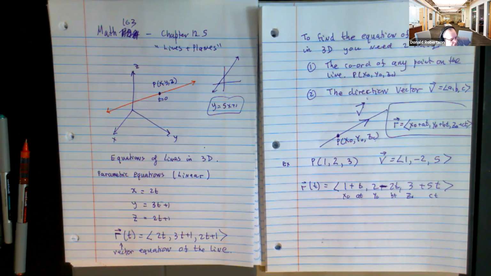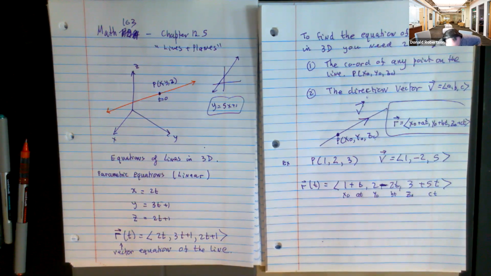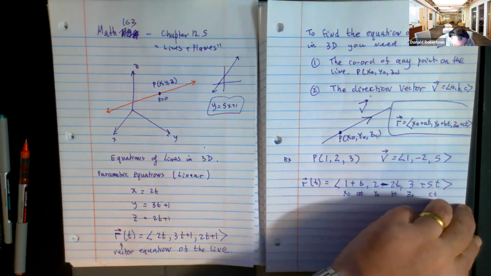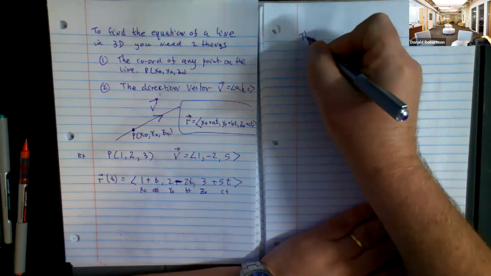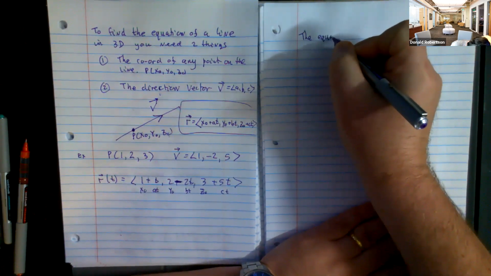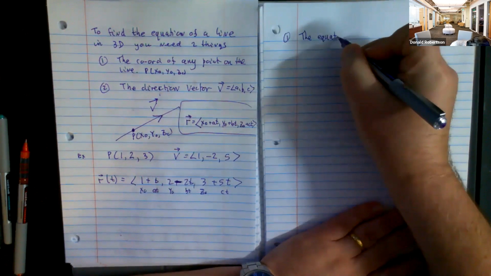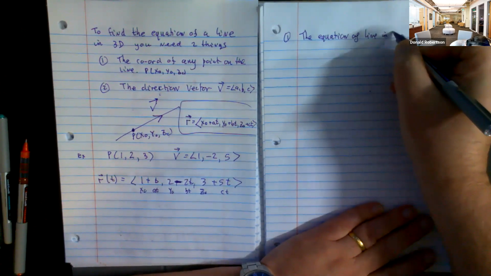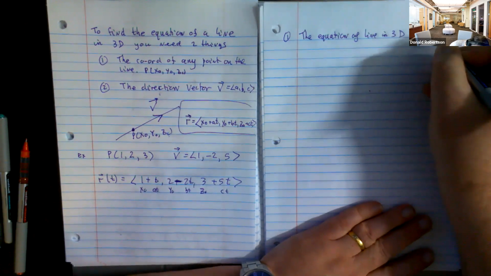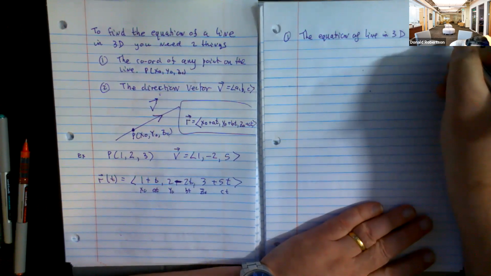Can I just say X naught, Y naught, Z naught, W naught? And the direction vector would be a 4th dimensional vector, right? 1, 2, 3, 4, whatever. Now here's some truisms about the equation of a line in 3D. This is the first one. Equation of a line in 3D is not unique.